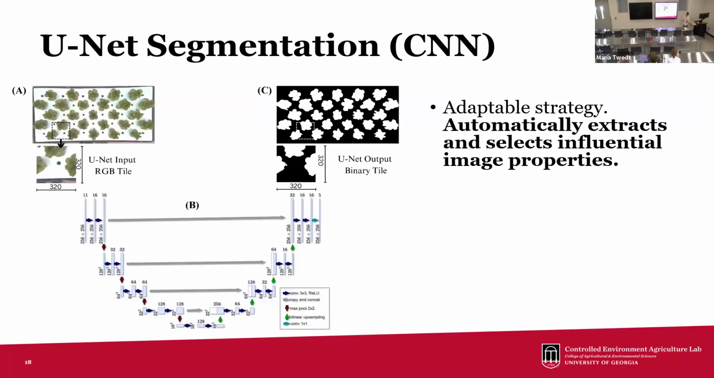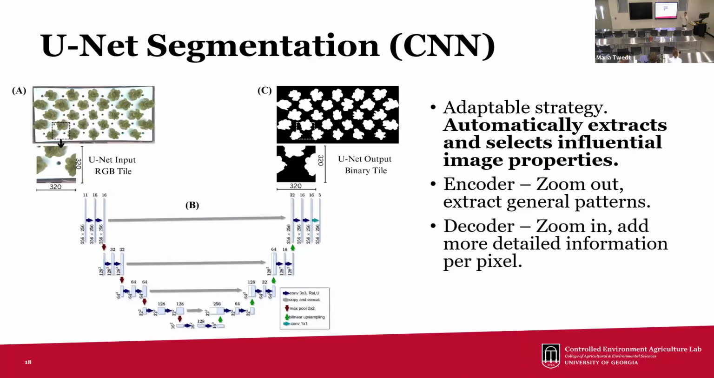Then we go for the UNet segmentation. It's based on a convolutional neural network that improves on what the random forest wasn't doing. It automatically extracts the most significant color or texture features, first in a general pattern and then in detail pixel by pixel, to try to segment more efficiently what is a plant from what is not a plant.